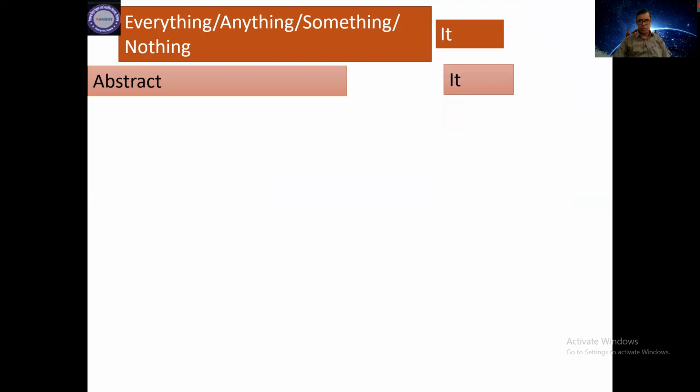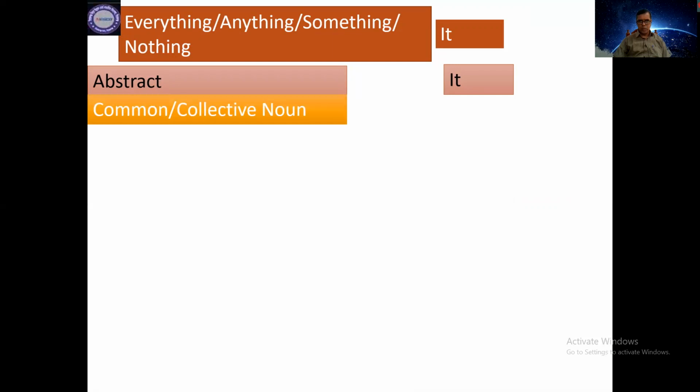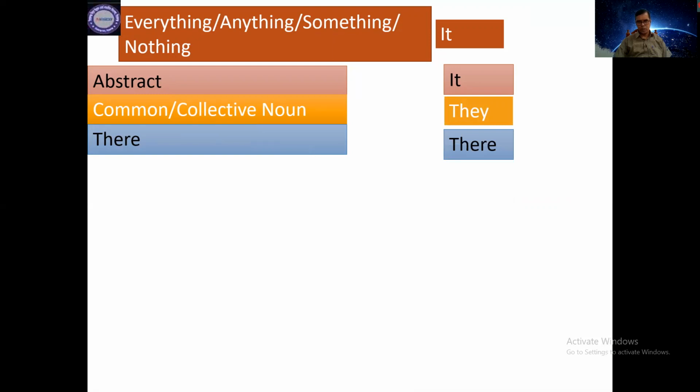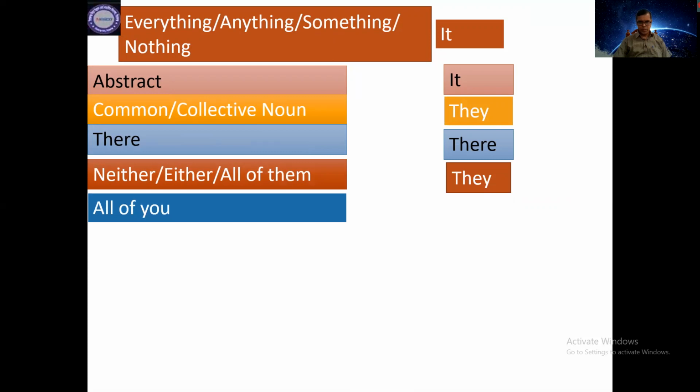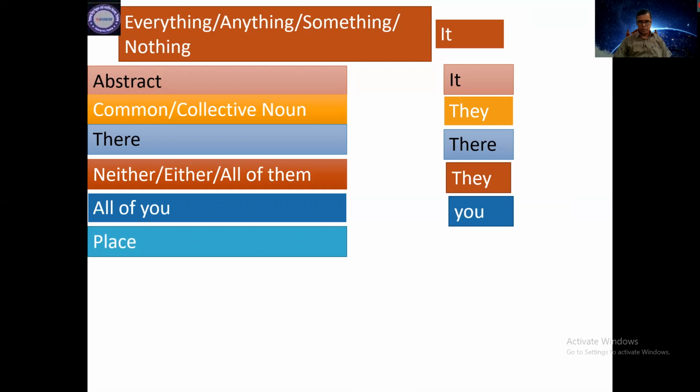The mother: her. Common or collective noun: pronoun they. Neither of them, either of them, all of them: pronoun they. All of you: pronoun you. Place, all kinds of place: pronoun it.